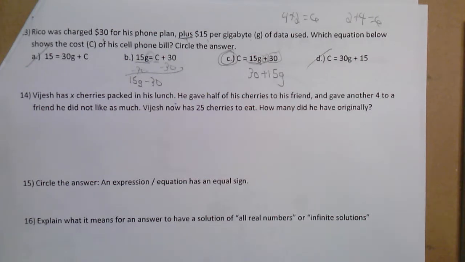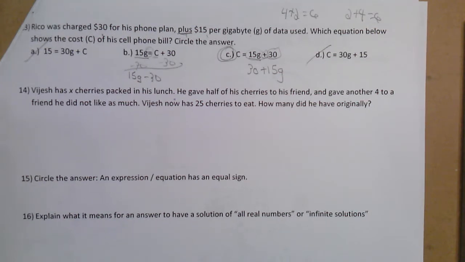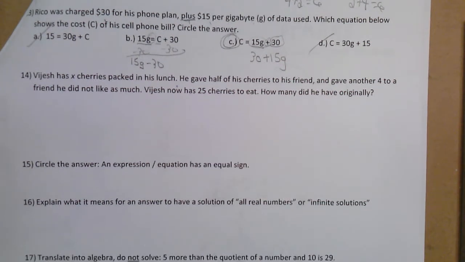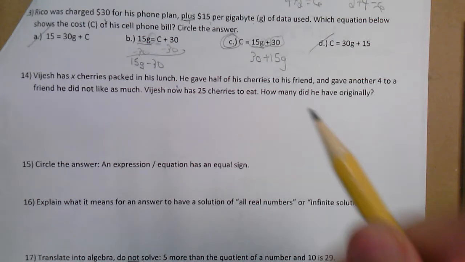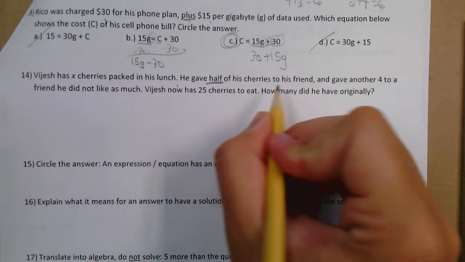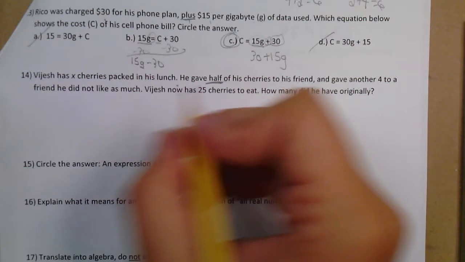14 is similar to the previous page. It's just a little more wordy, so you need to pick out those key words and then work from there to set up your equation. Careful with the part that says he gave half of his cherries to his friends. So if this is the number of cherries he has, he's going to take half of that amount.